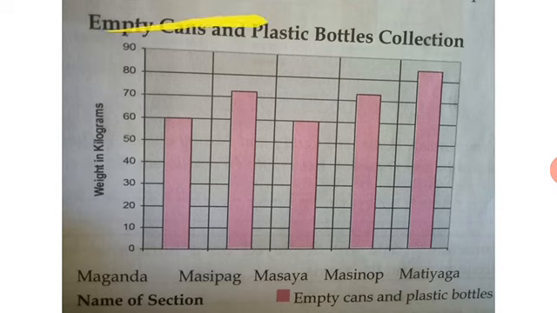So this one is the graph title. Next, this is the vertical axis and this is the horizontal axis. We have bar labels. These are the bar labels: Maganda, Masipag, Masaya, Masinop, Matyaga. And these numbers are the bar values. And the scale tells how many. There's no scale in this bar graph. At the same time, legend.